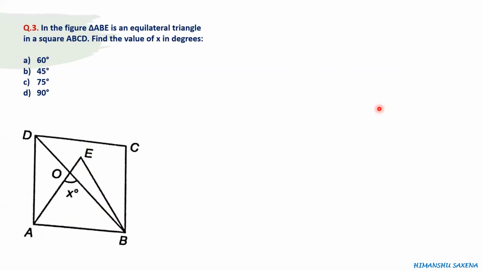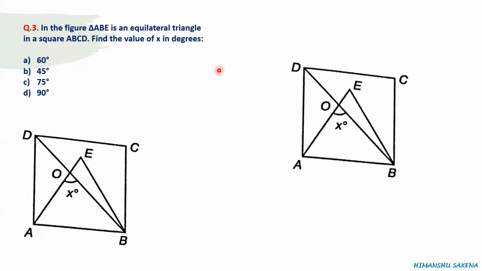Now next question is, in the figure, triangle ABE is an equilateral triangle. ABE is an equilateral triangle in a square ABCD. So this ABCD is a square. Find the value of x in degrees. Now, by the first look, it looks slightly difficult, but trust me, this is again a very simple question. You just have to apply the basic concepts. Now, since ABCD is a square, this angle would be 90 degrees. And these two sides will also be equal. Why? Because this is a square ABCD.